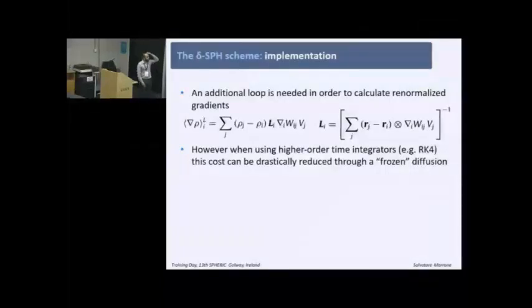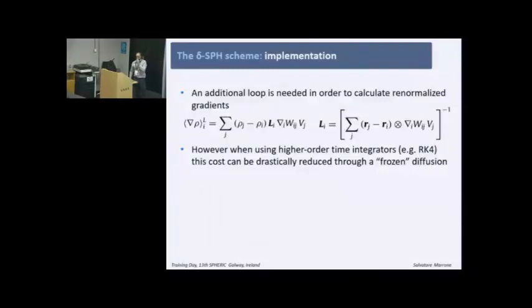As for the implementation of this scheme, it is important to remember that we need a further loop over particles, because we need to evaluate these renormalized gradients. To do that, we have to calculate the renormalization matrix for each particle. This means we have to do a loop over the neighboring particles to calculate this, and then use it inside this evaluation. Okay.